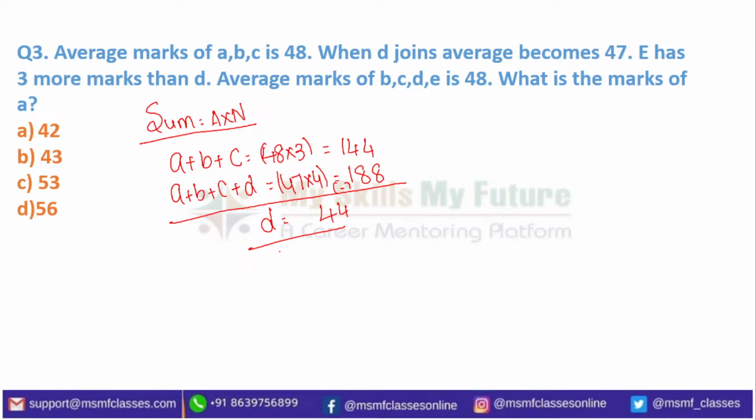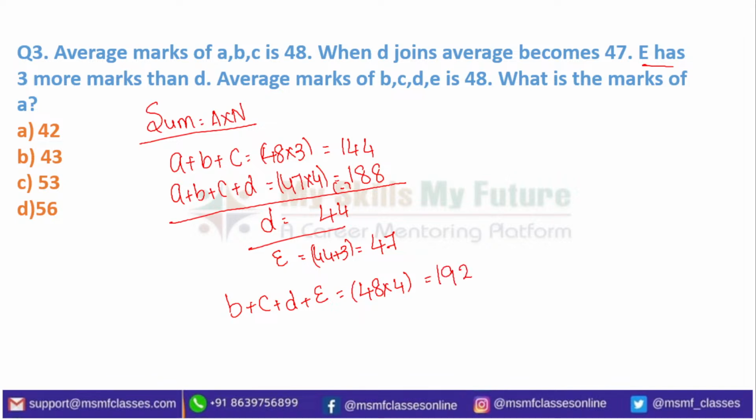From this D, we can calculate the E value, where in the given question, E has 3 marks more than D, means 44 plus 3. 44 plus 3 indicates the E value is 47. Next, the average of B plus C plus D plus E equals 48, means 48 into the number of observations, which is 4. 48 into 4 is nothing but 192.